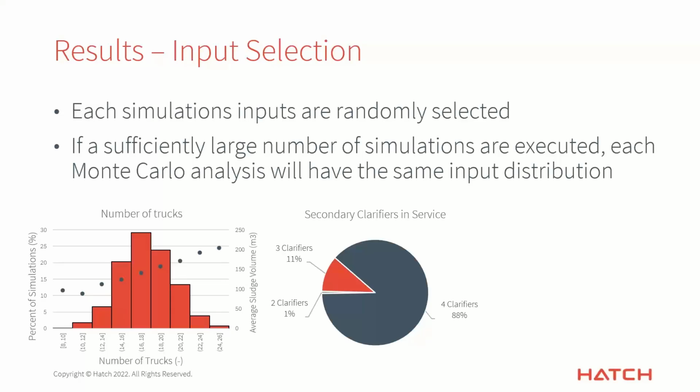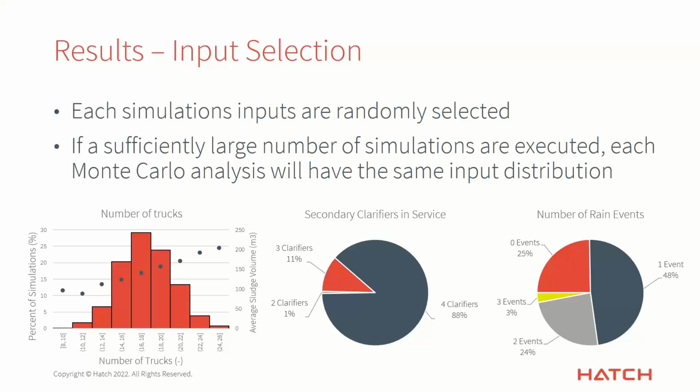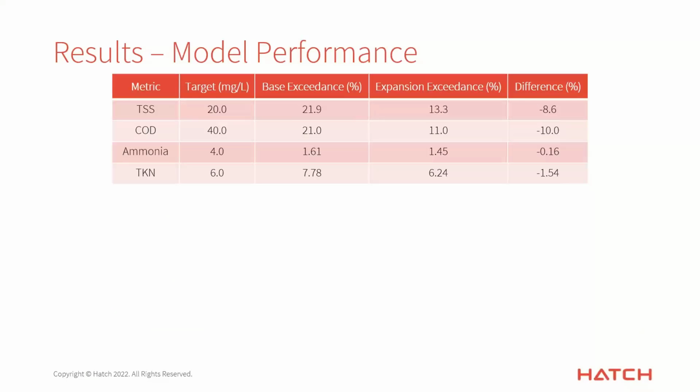And as you kind of expect, it does show a linear increase as more trucks arrive at the facility. Next, you can take a look at the distribution of the secondary clarifiers in service, where you can see most of the time we do have 4 secondary clarifiers in service, so almost 90% of the time. And then the remainder is either 3 or 2. And then finally, the distribution of the number of rain events, where you can see about 50% of the time we do have 1 rain event in that 3-day horizon, but a quarter of the time we have 0 or 2 events.